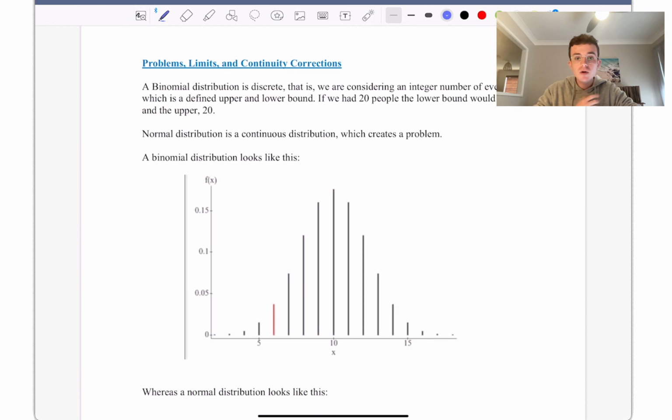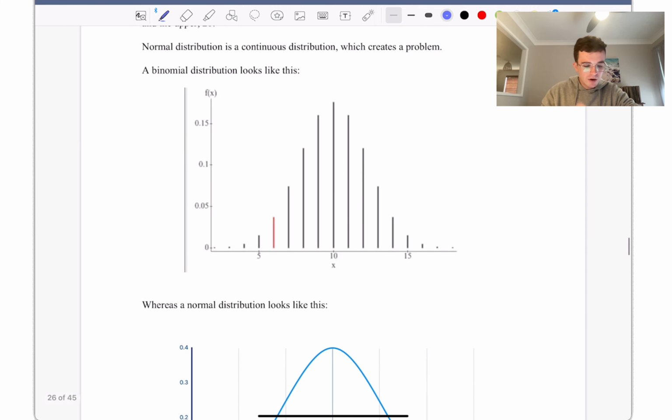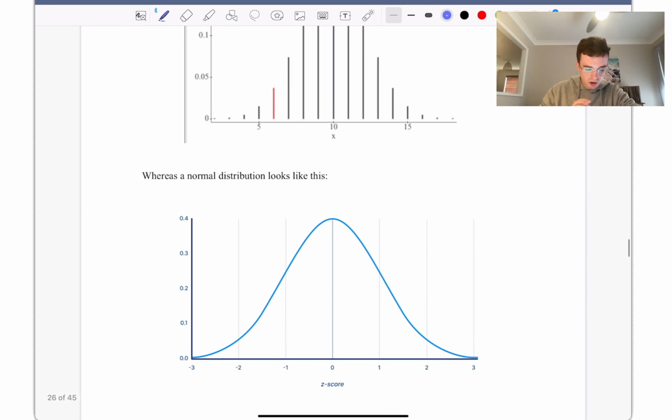So a binomial distribution is discrete. That is, we are considering an integer number of events which is defined by an upper and lower bound. So if we had 40 people, the lower bound would be 0 and the upper bound would be 40. But a normal distribution is a continuous distribution, which creates a problem. A binomial distribution looks like this, whereas a normal distribution looks like this.